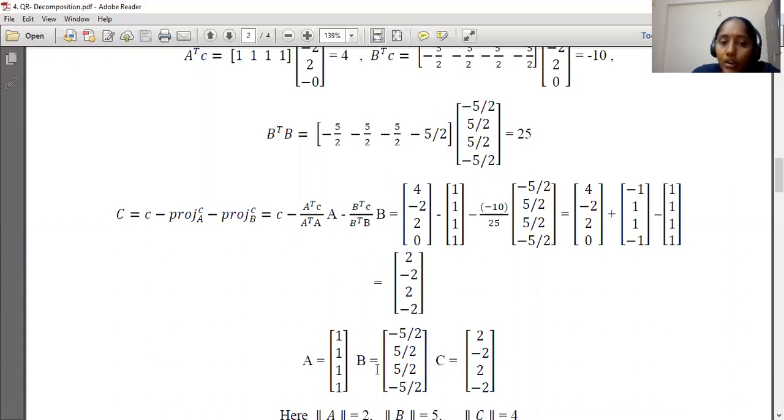So we already checked that A dot B is 0. Now you check whether B dot C is 0 or not. This is also 0. Now coming to C dot A. C dot A is also 0. Okay.